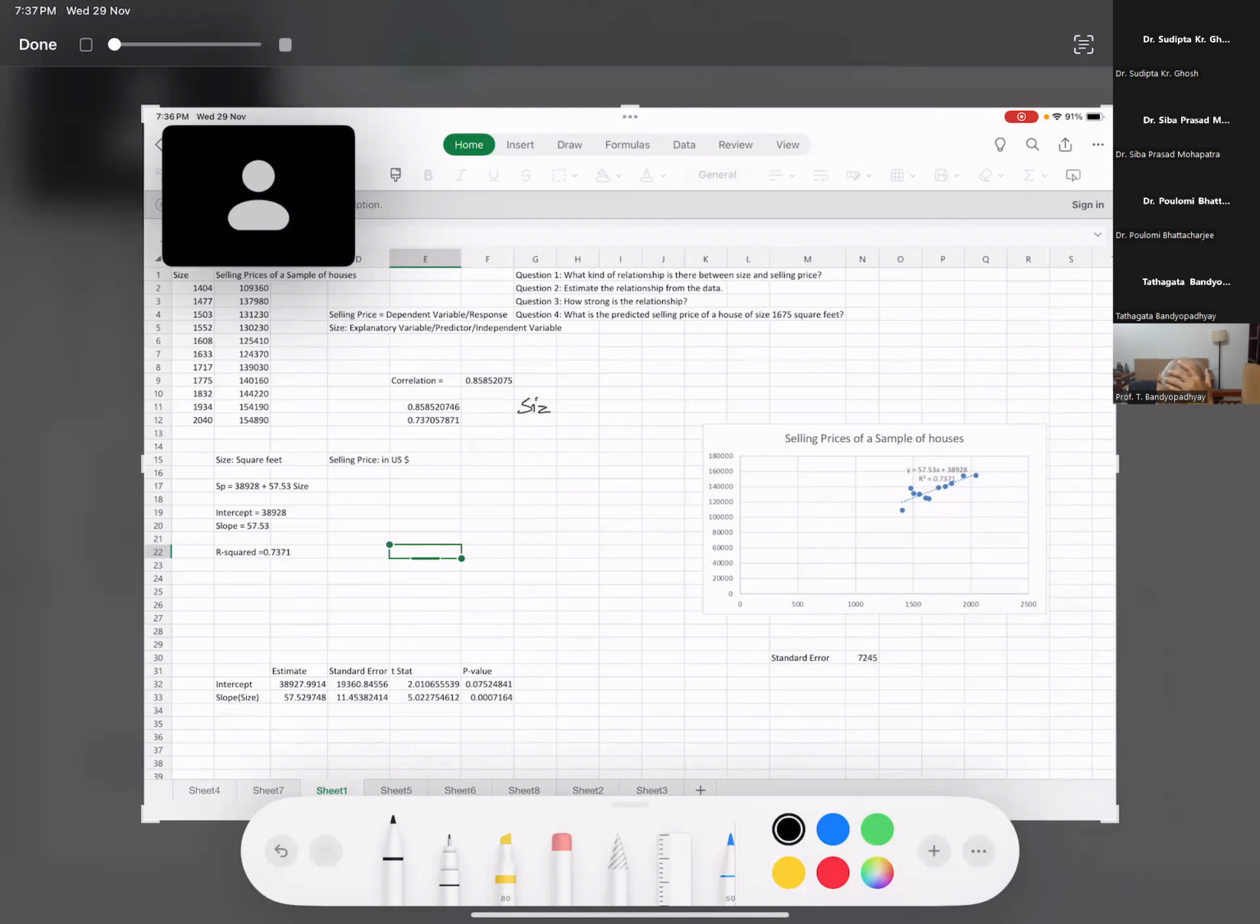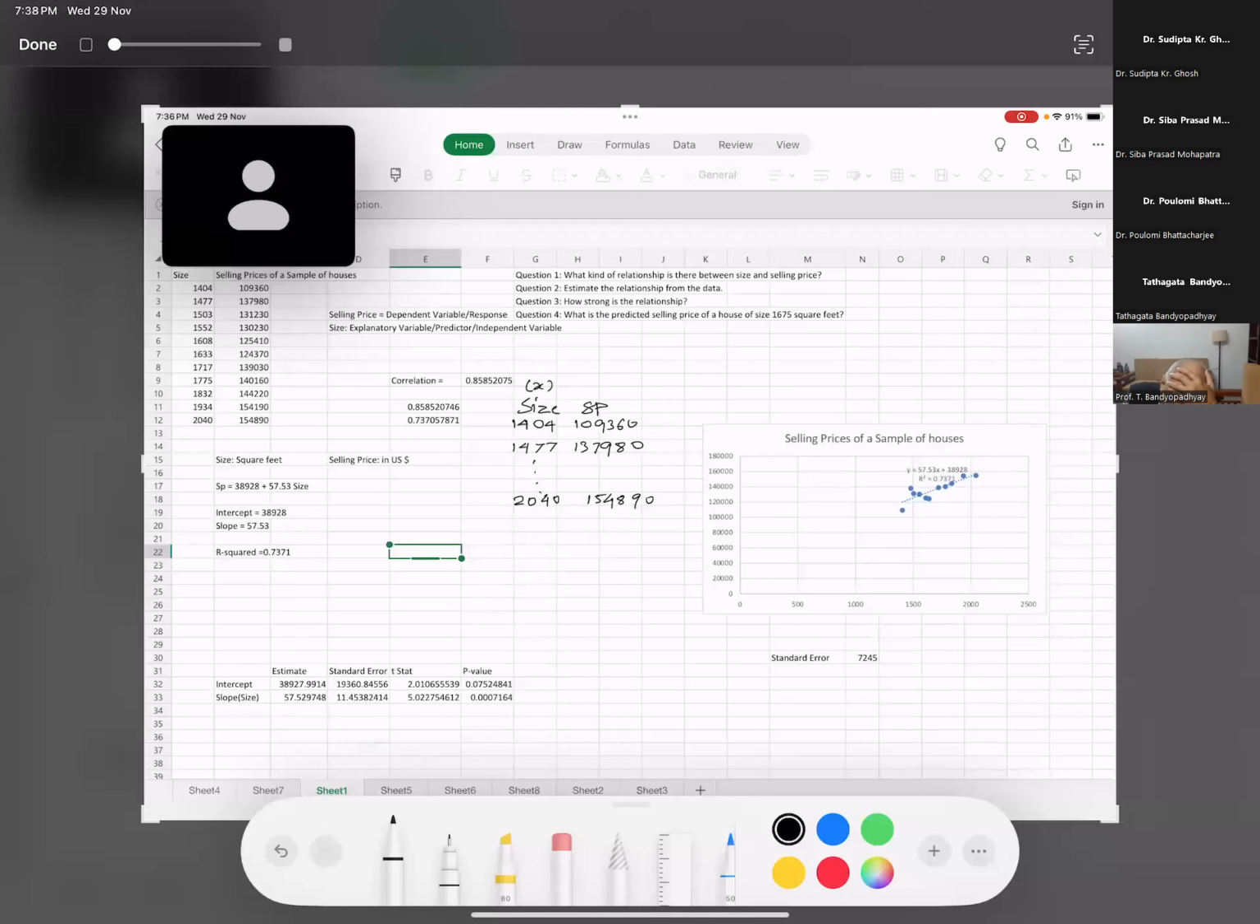This is size and this is selling price. Okay. So size, I have data 1404 and selling price is 109360. Next, 1477 and selling price is 137980. And in this way, the last one is 2040 and selling price is 154890.